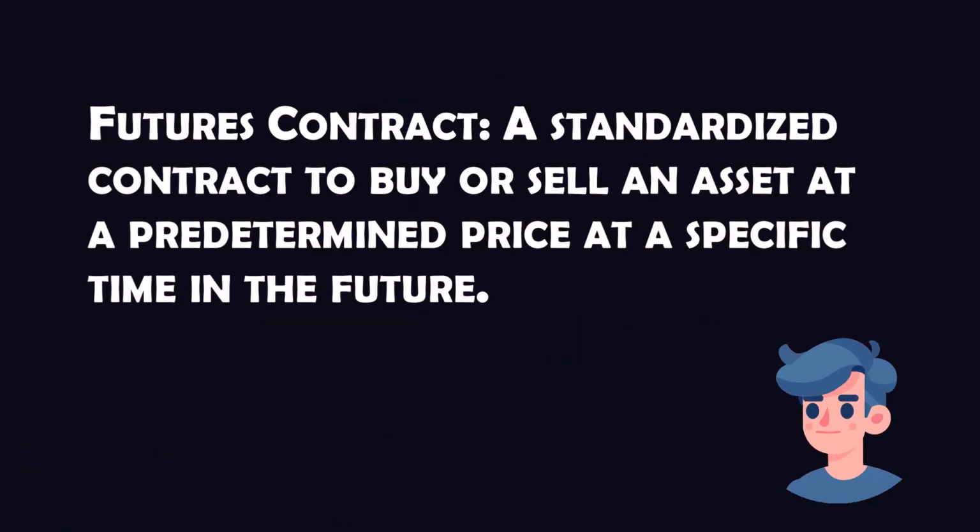First up, futures contracts. Futures are standardized contracts to buy or sell an asset at a predetermined price at a specific time in the future. They are commonly used in commodities markets. For example, if you're a farmer expecting to harvest 1,000 bushels of wheat in 6 months, you might sell wheat futures contracts to lock in a price now, hedging against the possibility of wheat prices falling.